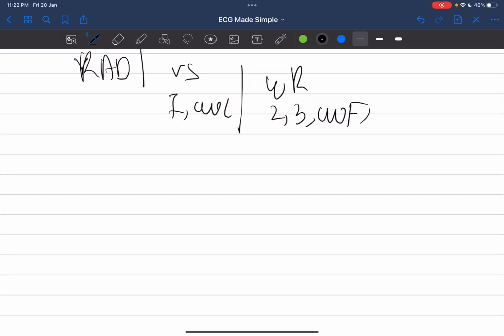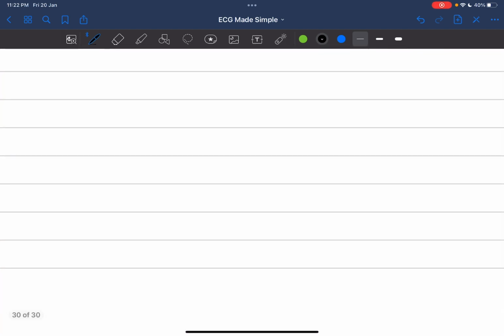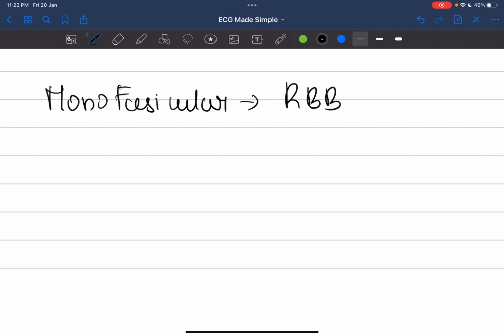So this sums up the findings of fascicular blocks. Then you have to know a few findings, what are called monofascicular blocks. We'll quickly pass through it. Monofascicular blocks, there are 3 in number. One is the right bundle branch block, and the others are the left anterior fascicular block or the left posterior fascicular block. All these 3 are called monofascicular blocks when they are isolated. Isolated RBB or isolated LAFB or isolated LPFB are called monofascicular blocks.